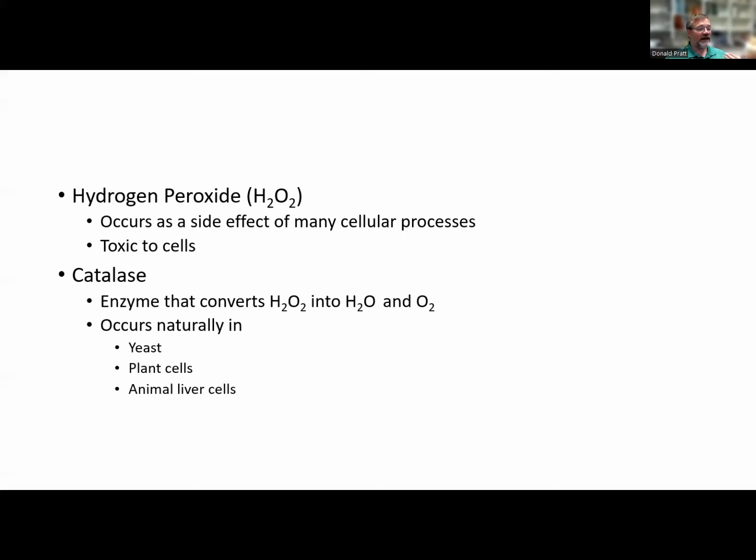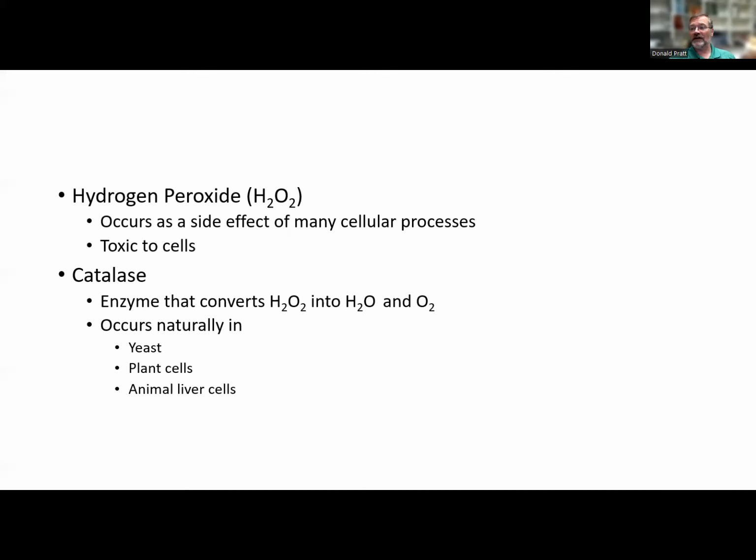Now this enzyme catalase occurs naturally in yeast. It occurs in plant cells, and it occurs in animal liver cells. So your liver is actually producing catalase. That's one of its jobs. And that catalase then will be used to break down harmful hydrogen peroxide. In today's experiment, we're going to use yeast as our source for catalase.